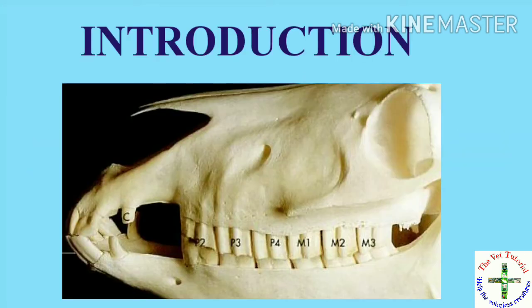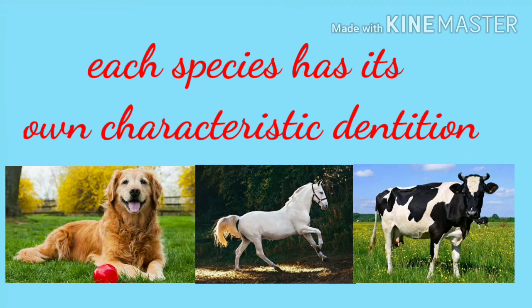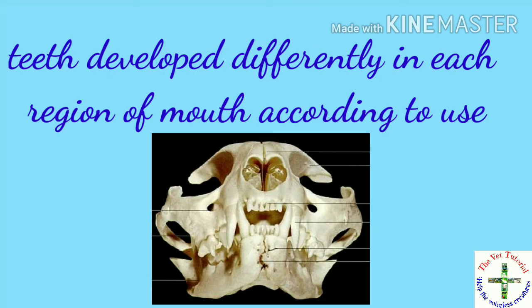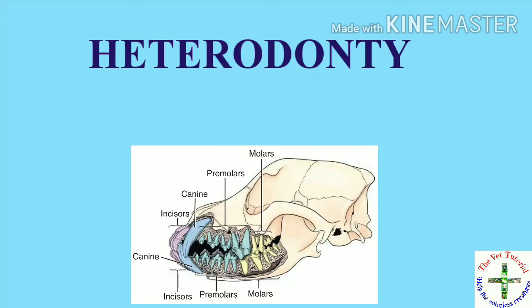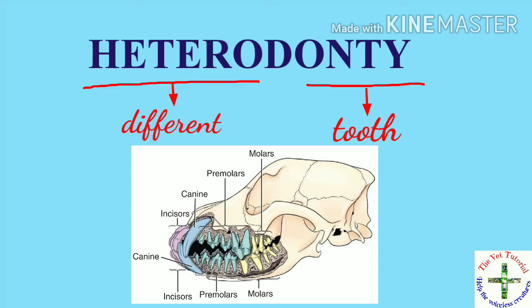First, introduction of teeth. As we know that each species has its own characteristic dentition describing form and number of teeth. The teeth develop differently in each region of the mouth according to their use and are grouped into incisors, canine, premolars and molars. This characteristic feature is termed as heterodonty. It is a Greek word in which heteros means different and odont means tooth.